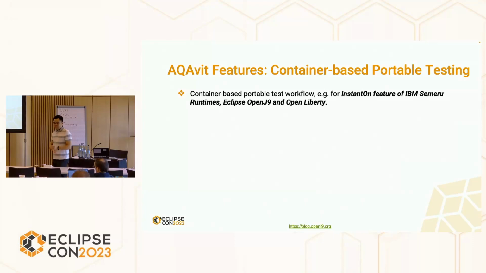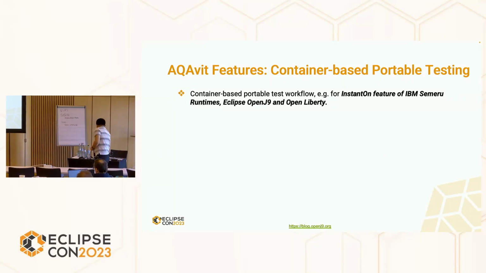So how many of you have heard about instant-on features? If you were here for the first talk, Emily just mentioned the instant-on features. For instant-on, when we have a running Java application, we can freeze it and save the state. Then when we want to run the test, we can just bring it up in milliseconds. So this is the instant-on feature.